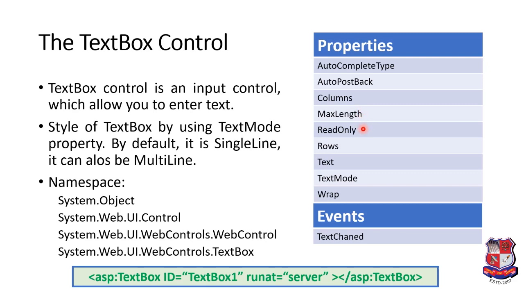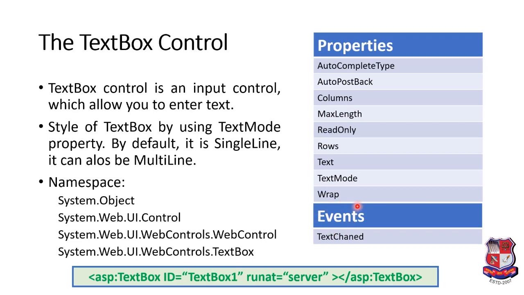Next is ReadOnly. It is used to obtain or set a value indicating whether or not the content of the text box control can be changed. Next is Rows. It is used to set or obtain the number of rows displayed in a multi-line text box. Next is Text. It is used to set or obtain the text of the text box control. Next is TextMode, which we already discussed. It is used to set or obtain the behavior mode. The behavior mode can be single line, multi-line, or password. Next is Wrap. It is used to set or obtain a value indicating whether or not the text wraps within a multi-line text box.